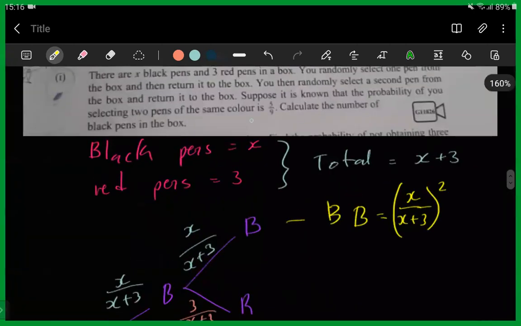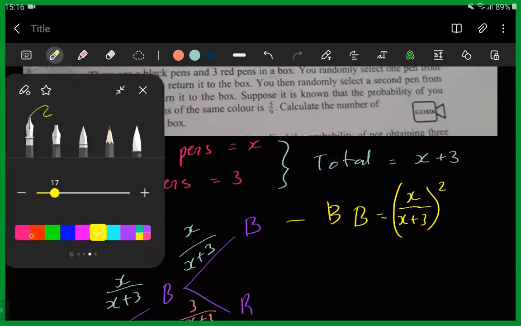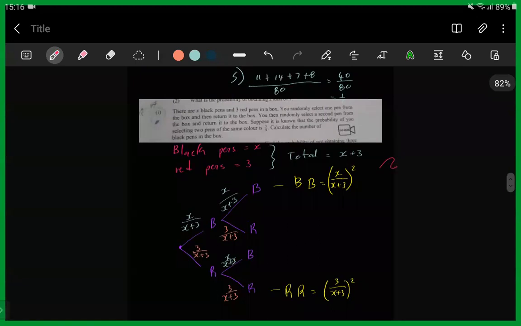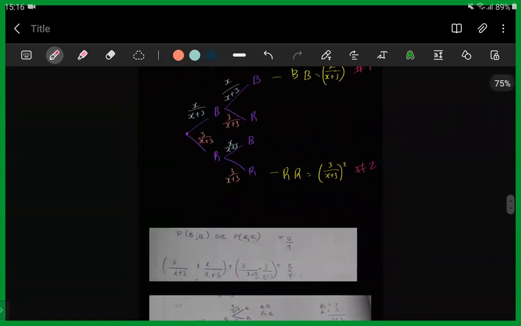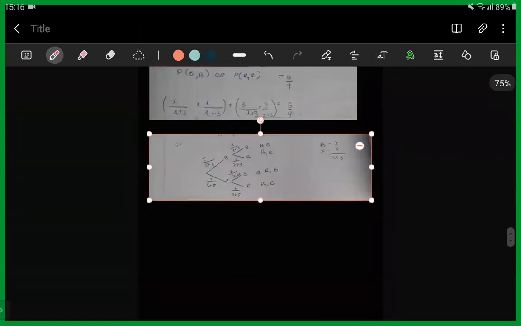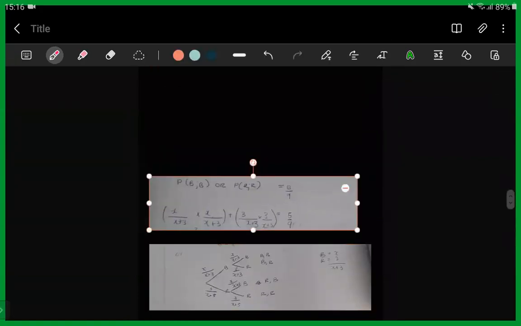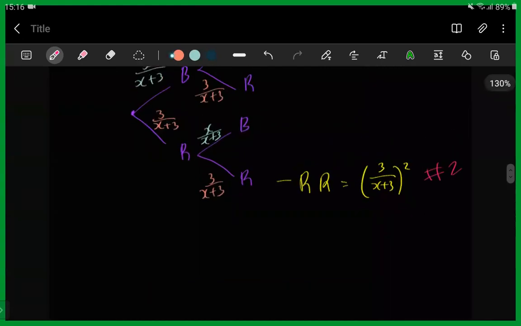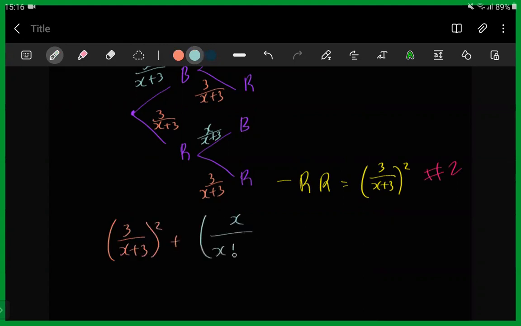But then they say the probability of that happening is 5/9. But the thing is, there are 2 scenarios where you get 2 colors that look alike. There's scenario number 1, and then there's scenario number 2. So you have to add up these 2 scenarios, right? For you to get the 5/9 that you wrote there. So that's what we're gonna do. You see, the 3 over X plus 3 squared, we're gonna add it to the X over X plus 3 squared. This is gonna give you 5/9.